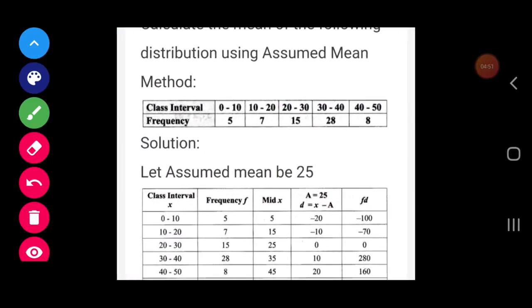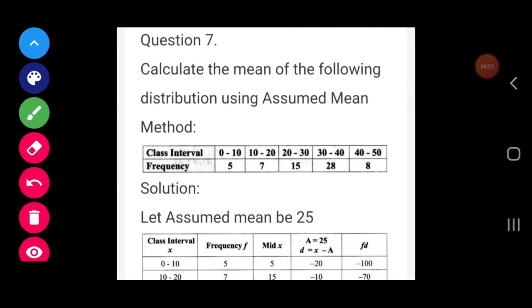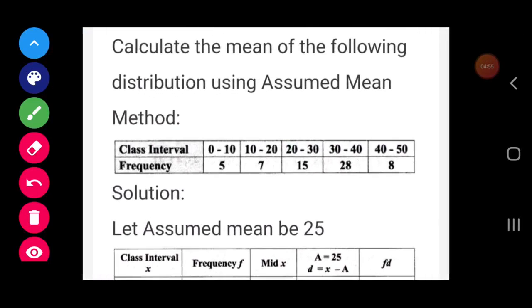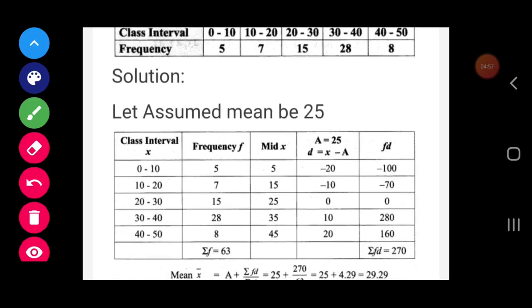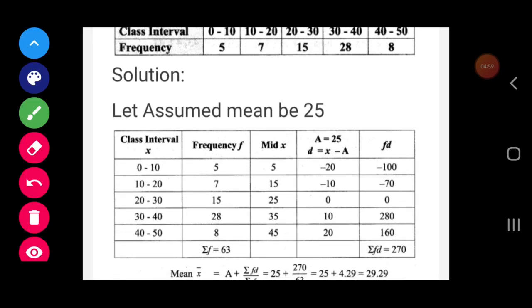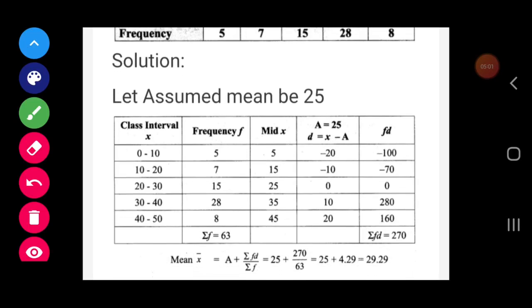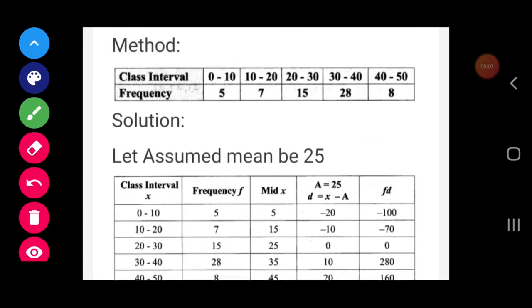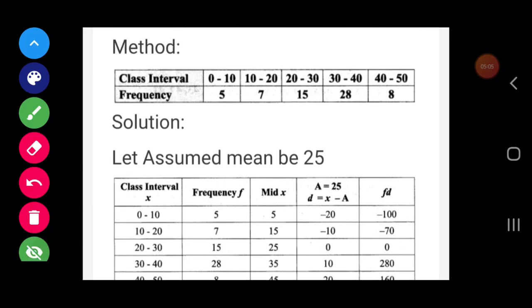Next, question number 7. Calculate the mean of the following using the assumed mean method. Here we have to take the assumed mean by ourselves, so the formula changes a little bit. Here, for the given class intervals, we must check whether they are continuous or discontinuous: upper limit, lower limit, upper limit, lower limit, everything is okay. Here it is continuous.